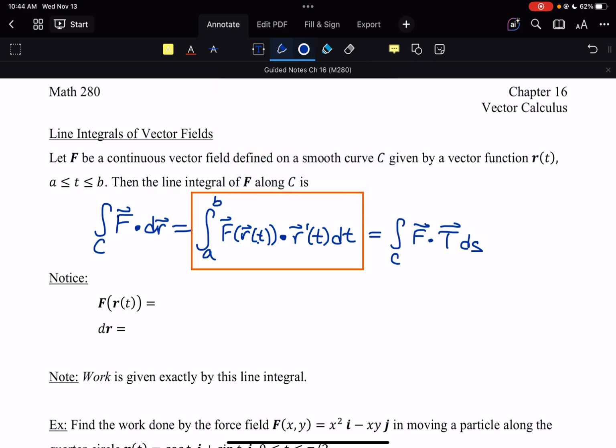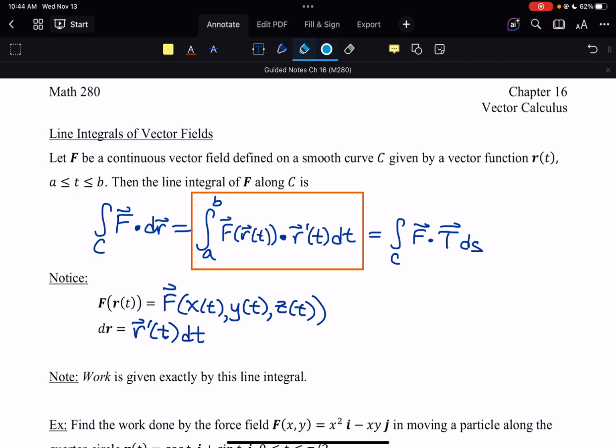So all this means, r of t, remember, is just the x, the y, and the z, all in terms of t. So f of r of t is just f of x of t, y of t, z of t. So we're just plugging everything in terms of t. And dr becomes r prime of t dt. So pretty similar setup to the ones that we've looked at so far, just with vector fields instead of scalar fields.